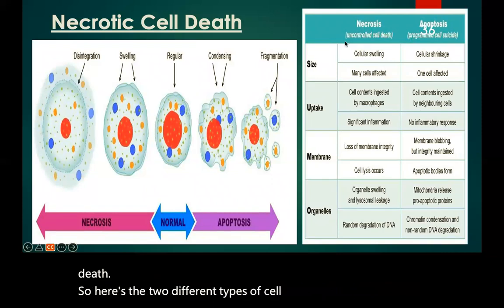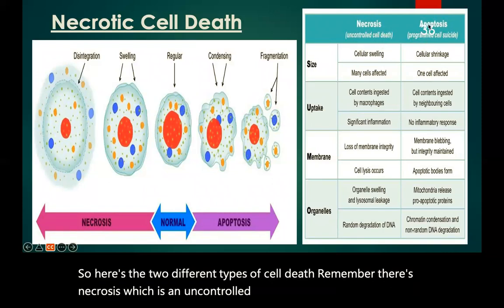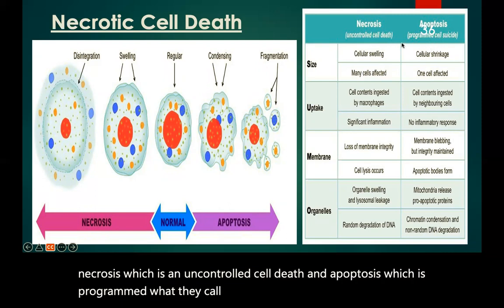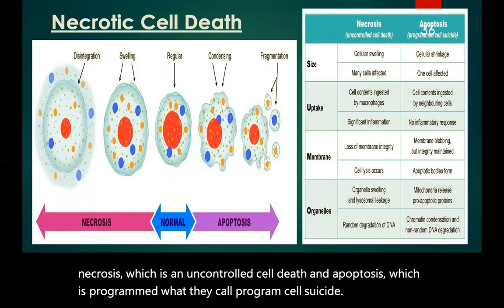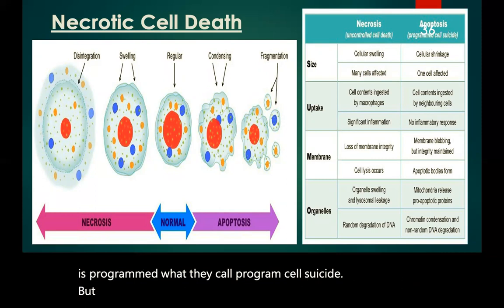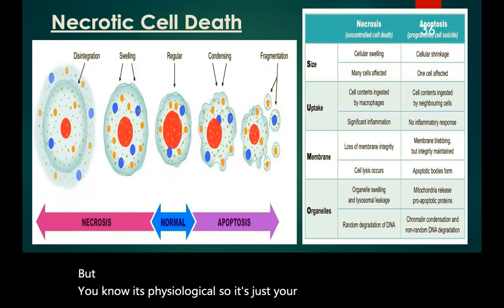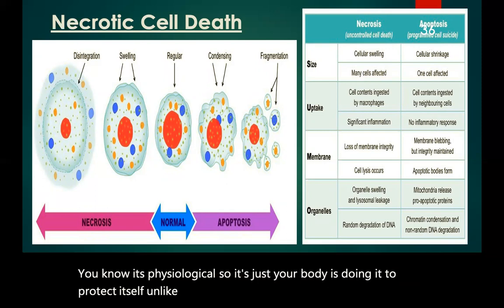Okay, so here are the two different types of cell death. Remember, there's necrosis, which is an uncontrolled cell death, and apoptosis, which is what they call programmed cell suicide. But it's physiological, so it's just your body doing it to protect itself, unlike necrosis, which is like an emergent thing that just randomly happens.